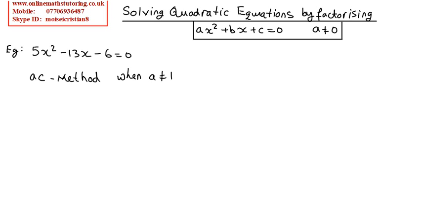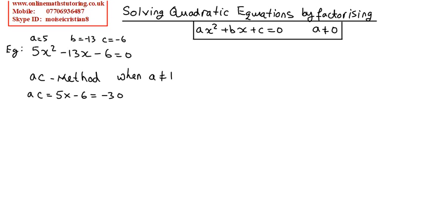Right, so we're going to start by multiplying a by c. A is 5 in this case, and c is negative 6. B will be in the middle, which is negative 13. The coefficients are 5, minus 13, and negative 6. So if we multiply a by c, you're going to get 5 multiplied by negative 6. That's going to be minus 30.